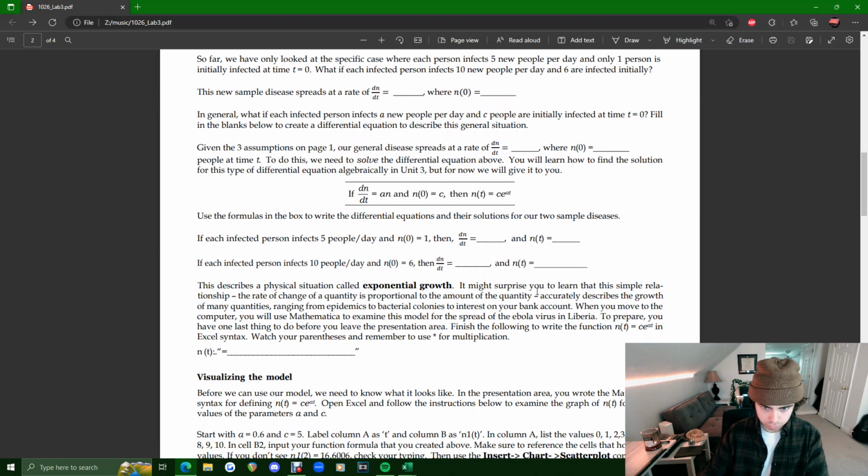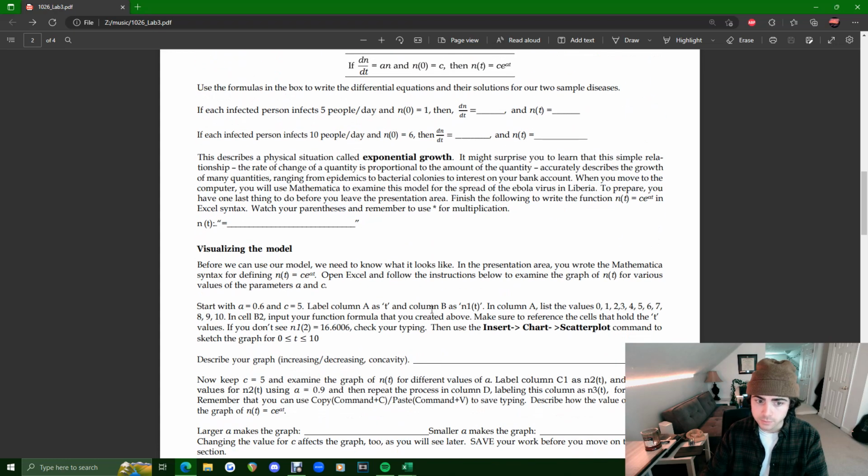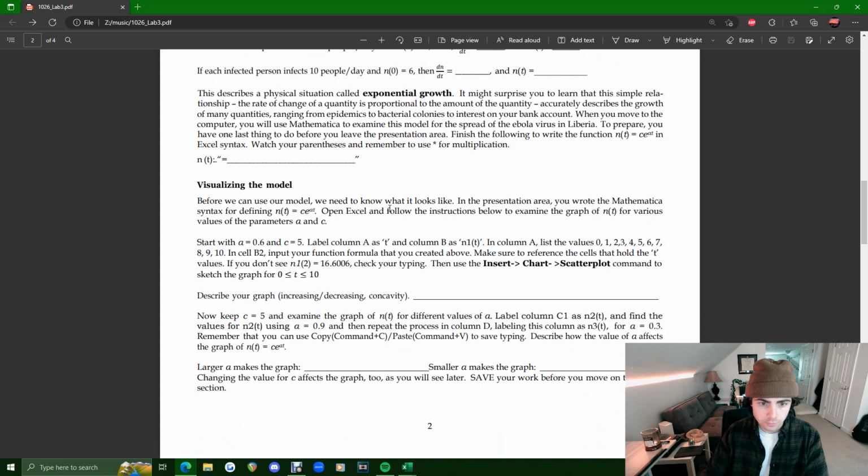I'm going to skip through this. Then they ask how we would input this function, C e to the A T, in Excel. We'll talk about that as we get going, but it'll basically be C times EXP, then in parentheses A times T, and then close parentheses. So, visualizing the model.